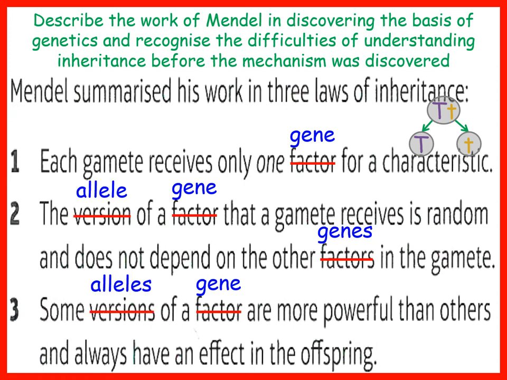The allele of a gene that the gamete receives is random and does not depend on other genes in the gamete. So in other words, genes do not influence the inheritance of genes for different characteristics. If you have a certain eye color, that doesn't mean another characteristic such as hair color is determined by that eye color being inherited. And some alleles of a gene are more powerful than others. Instead of using the word powerful, we understand that as being more dominant than others, and they always have an effect in the offspring. So they're the ones that are always expressed.